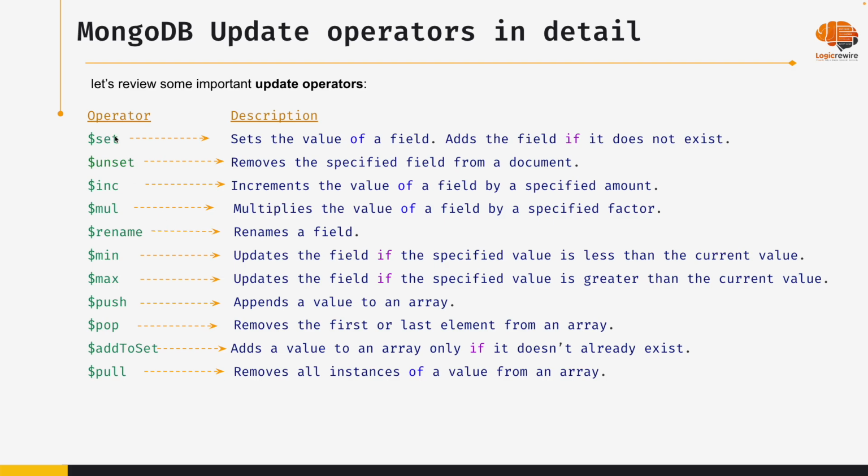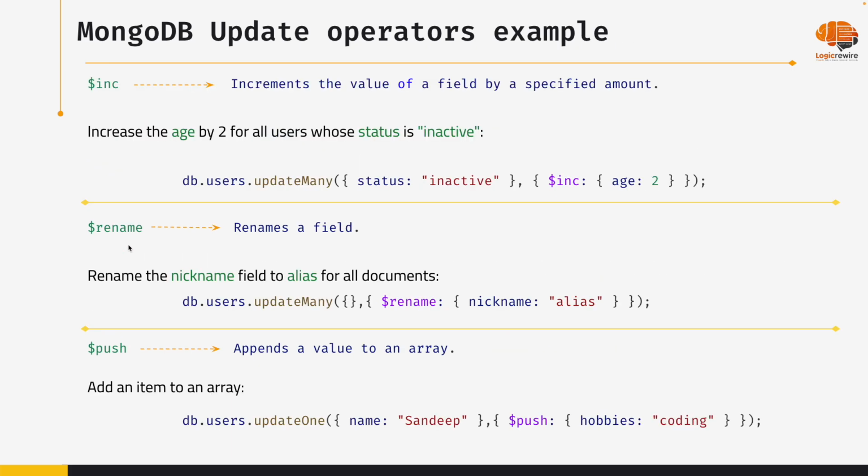Next, there are so many operators. We checked the $set, the $unset, and the $inc. In the same way we have $mul, $rename, $min, $max, $push, $pop, $addToSet, and $pull. These are the operators, and with these operators we can manipulate our data. Since we already checked set, unset and increment, we are not going to check those.